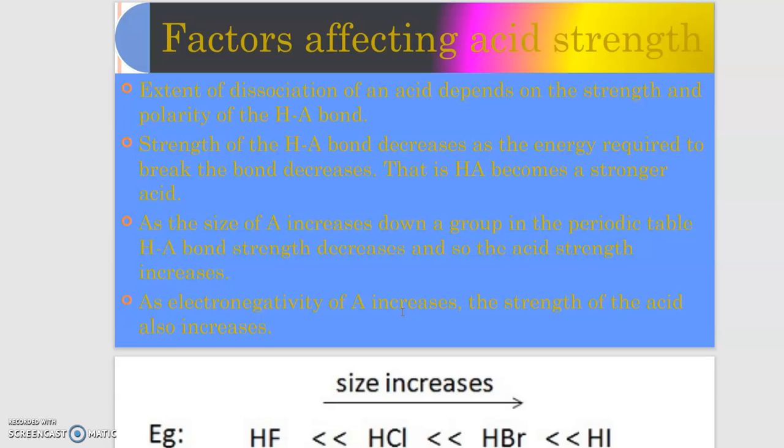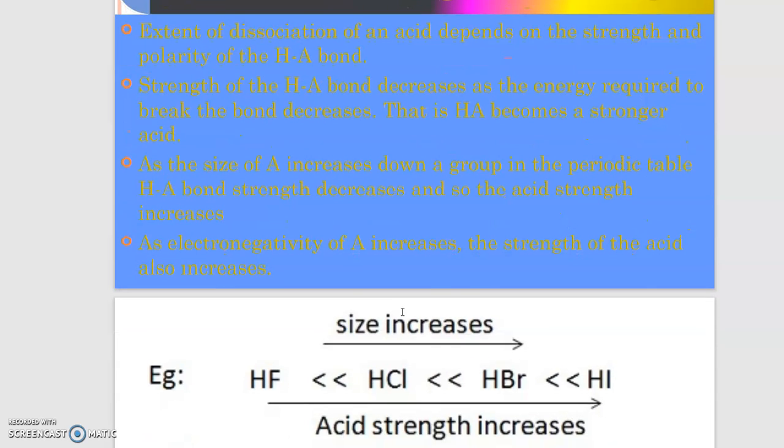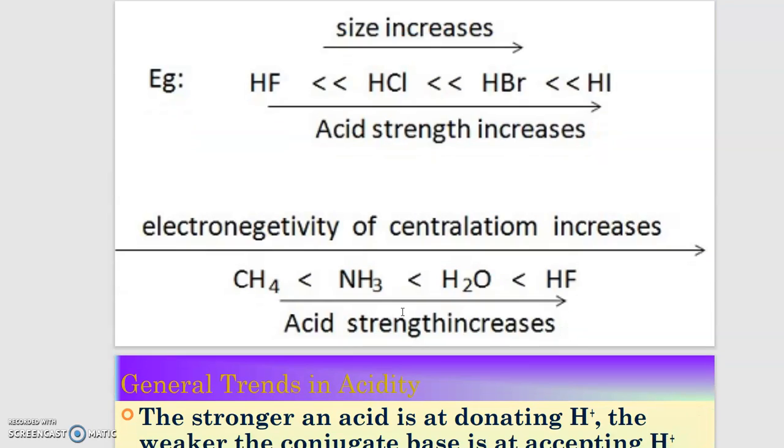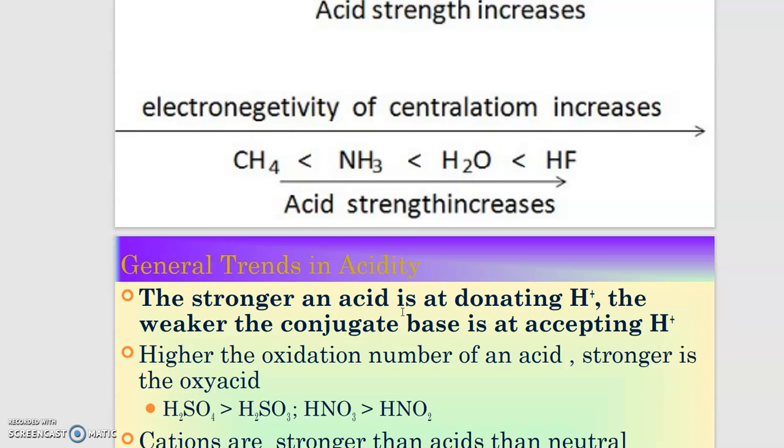So HF, HCl, HBr and HI, this is the order. As size increases, the acid becomes stronger. We can see here the acid strength increases in this order: hydrogen fluoride, hydrogen chloride, hydrogen bromide and hydrogen iodide. Hydrogen iodide is the strongest one because as size increases, the acid strength increases. Then, if the electronegativity of the central atom increases, acid strength increases.